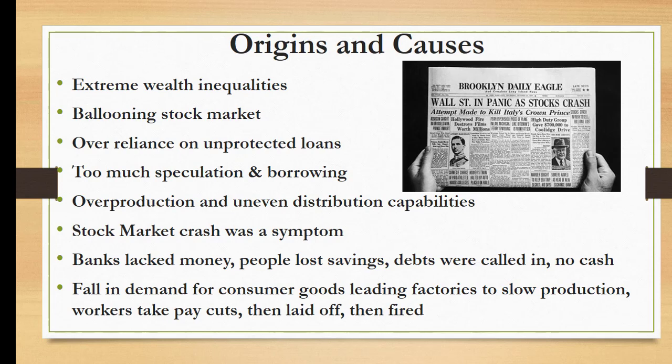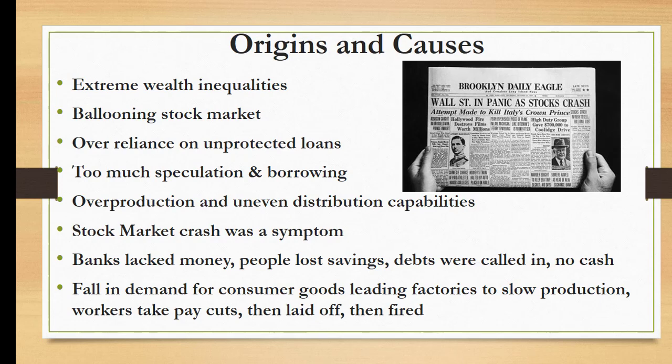We have extreme wealth inequalities that are developing during the 1920s. Standard of living is being raised for all Americans, but those at the upper end of the socioeconomic ladder are gaining far more wealth than those at the lower rungs. We have a ballooning stock market, over-reliance on unprotected loans. There's too much speculation and borrowing. There's overproduction and uneven distribution capabilities.